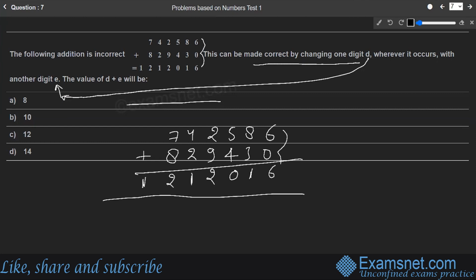6 plus 0 is 6, so 6 is there, so this is correct. Then 8 plus 3 is 11. For 11, we will write down 1 here, and a carry of 1 is generated. Then 1 plus 5 is 6, 6 plus 4 is 10. For 10, we'll write 0 here, and another carry will be generated. Now 1 plus 2 is 3, 3 plus 9 is 12. So a 2 will come down for 12 here, and another carry is generated. So till here, there is no problem. Now if we add further, 1 plus 4 is 5, 5 plus 2 is 7, but there is a 1 here. So there can be the problem.